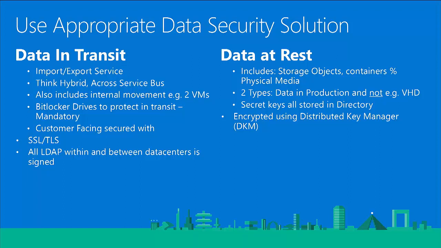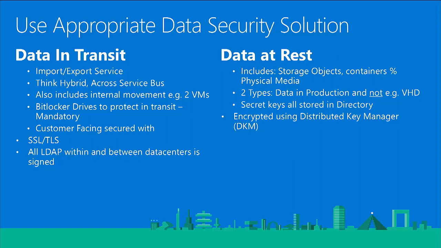So the most obvious solution is using something like SSL, some type of secure communication protocol. But there are Azure services where we can actually think about data in transit and how we can secure it. For example, let's say we're uploading VHDs to Azure and we want to protect the data. We could actually use BitLocker with the drives.